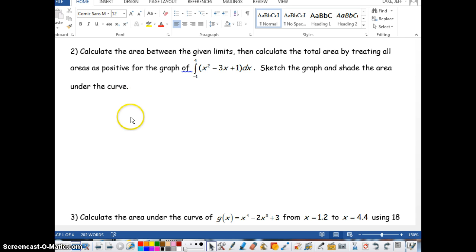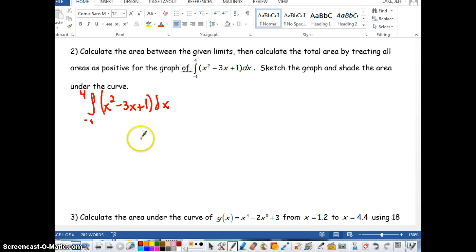So number 2 says calculate the area between the given limits. All right, then calculate the total area by treating all areas as positive. So this is one of those problems where we have to do it two different ways. So first, we're going to integrate what they give us here. All right, so I'm going to take the integral from -1 to 4 of the x squared minus 3x plus 1, and I'm going to integrate.